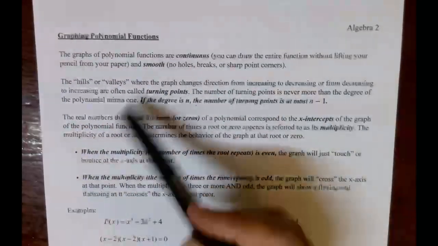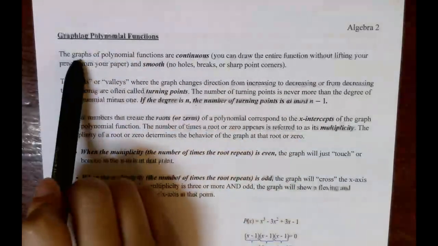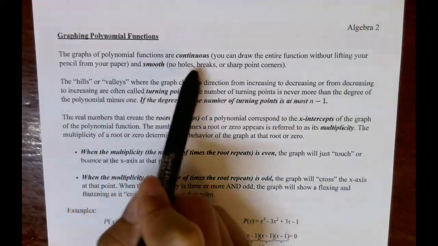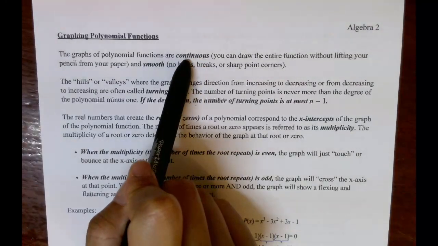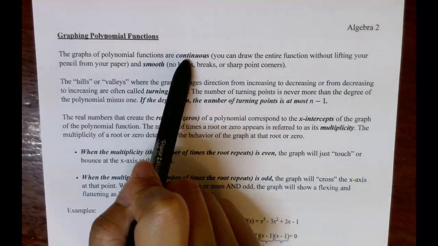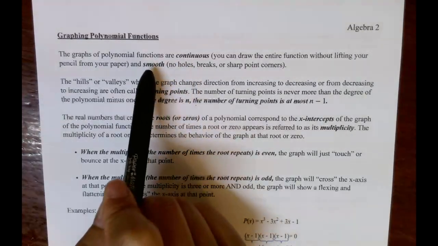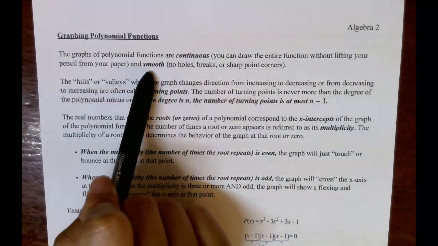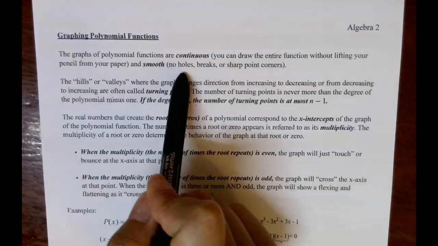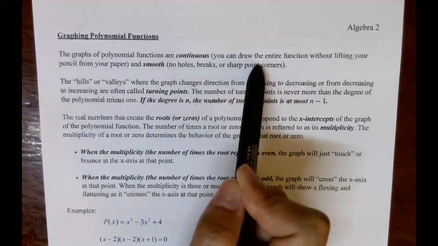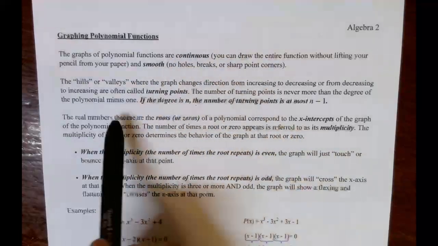So the first part really is just some information that's important to know. The graphs of polynomial functions are continuous, which means that you can draw the entire thing without lifting your pencil from your paper. Okay? It should be smooth in the sense that it doesn't have any holes, which we'll see later with rational functions, any breaks, or any sharp points or corners.